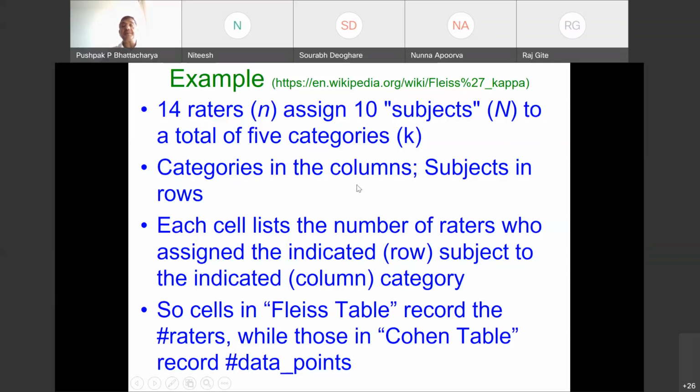So categories are depicted in the columns and subjects or data points on the rows. Each cell lists the number of raters who assigned the indicated subject to the indicated category. So cells in Fleiss table record the raters, while those in Cohen table record data points. Okay, we'll compare and contrast Fleiss and Cohen.